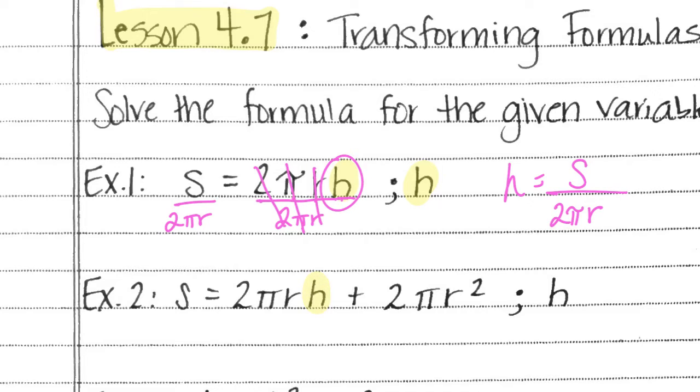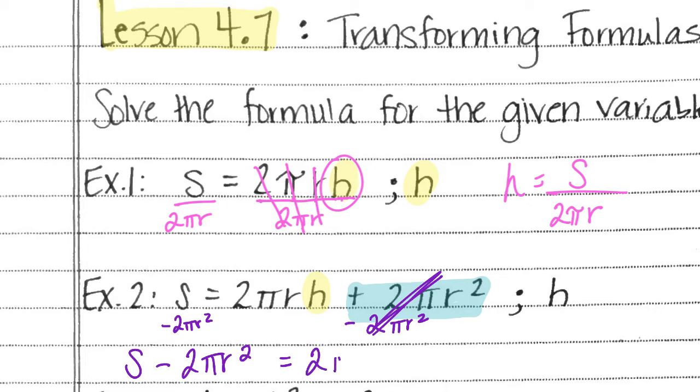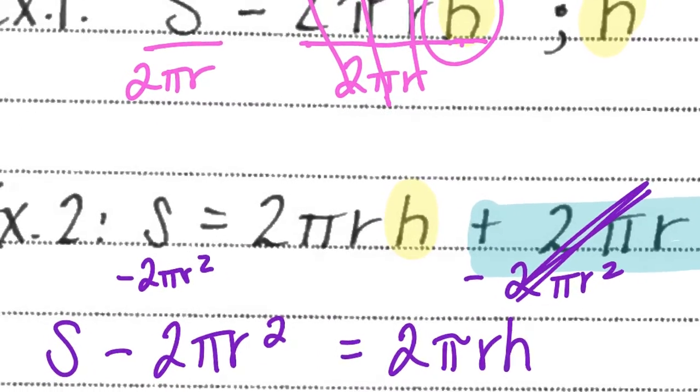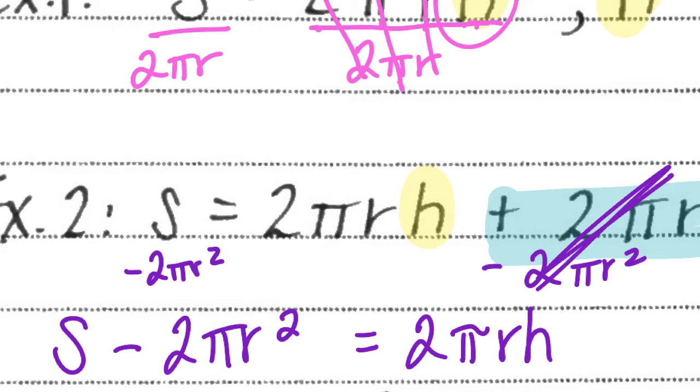There's only one H. So the first thing I have to do is get rid of this half right here. I'm going to get rid of that half by subtracting 2 pi R squared from each side. So notice all of this cancels out, and I have S minus 2 pi R squared is equal to 2 pi RH. And just like we did in the first example, if I'm solving for H, that's right here, and 2 pi R is connected by multiplication, I have to divide by 2 pi R from each side.